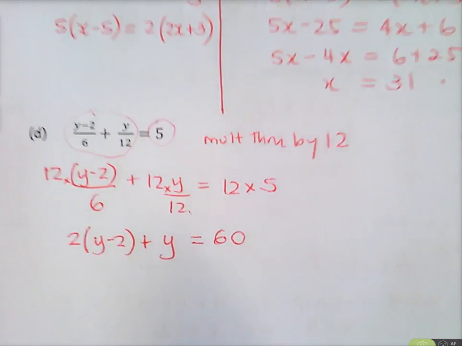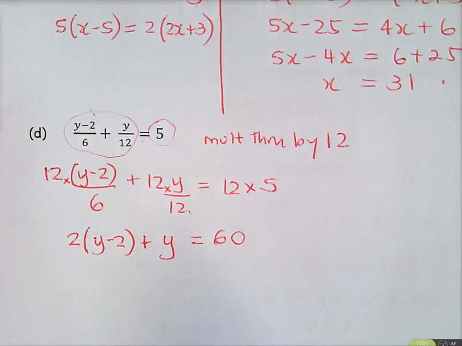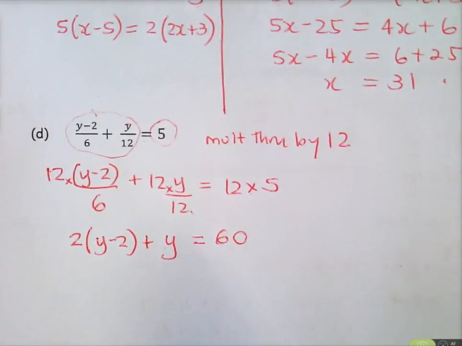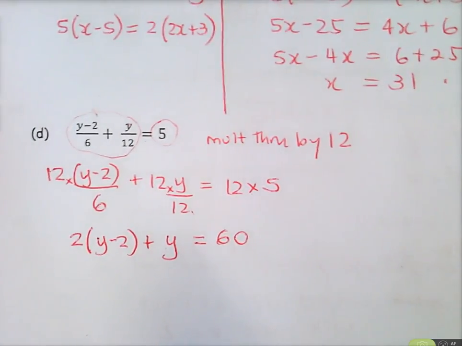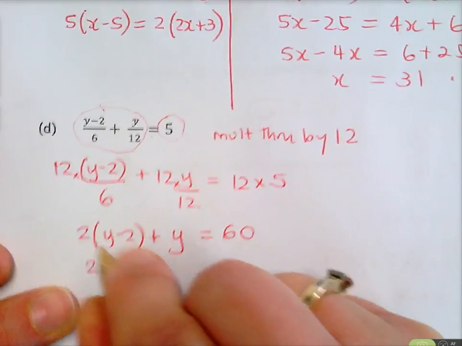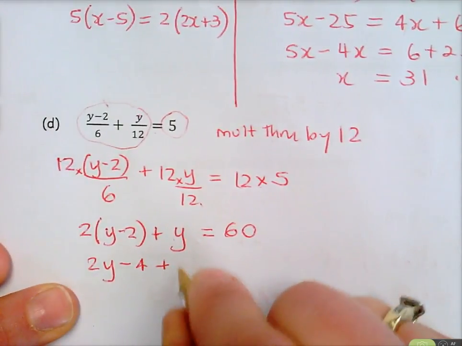Now, a lot of people don't bother multiplying the right-hand side by 12. This is a balanced equation. Think of it as a set of scales. Left-hand side equals right-hand side. If you do something to one side, you've got to do it to the other. Otherwise, it won't be balanced anymore. Think of a seesaw.